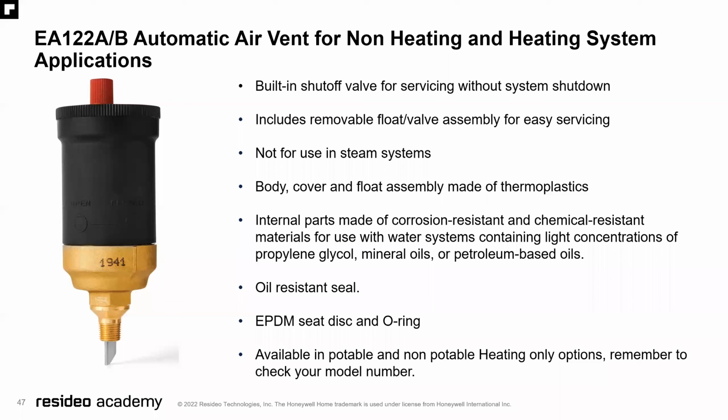And we have the EA122 A and B automatic air vent for non-heating and heating system applications. Built-in shutoff valve for servicing the system without system shutdown. It's harder to tell on that black plastic, but it has, again, the open and closed, so you can go ahead and twist the top. Shut off water flow to the valve, again, to be able to open it without getting sprayed. Includes removable float assembly for easy servicing, not for use in steam systems.